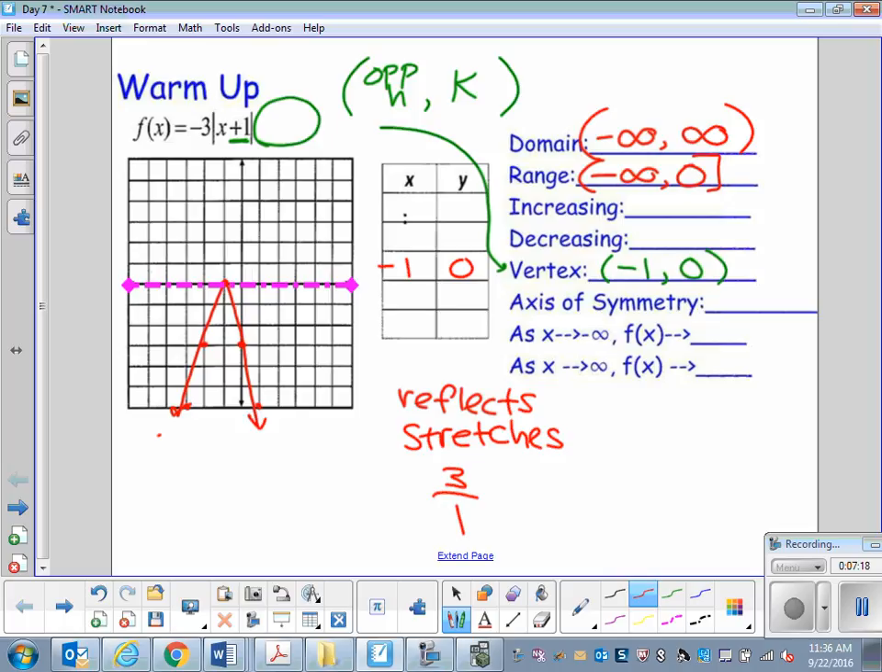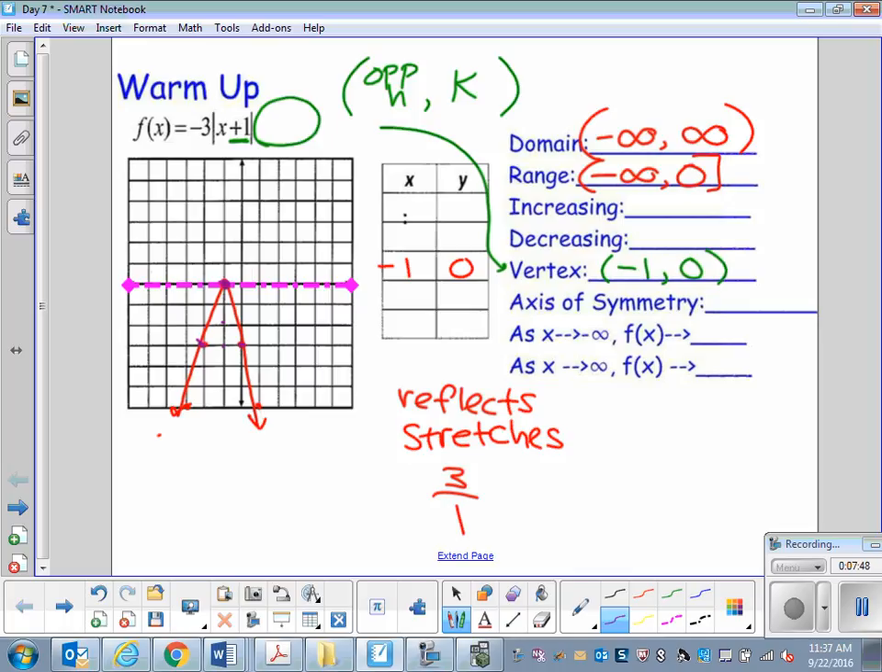All right. So I know starting at my vertex, I'll use a different color right here, I have to go down because it reflects, and down 3, and then right 1 or left 1. So down 1, 2, 3, left 1. Down 1, 2, 3, right 1. Remember, absolute value is symmetrical, right? So if I'm going left 1, I also have to go right 1.